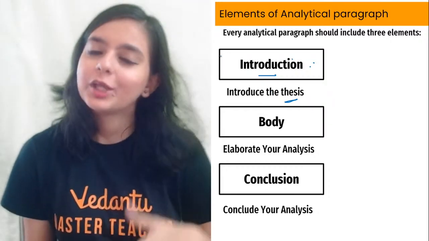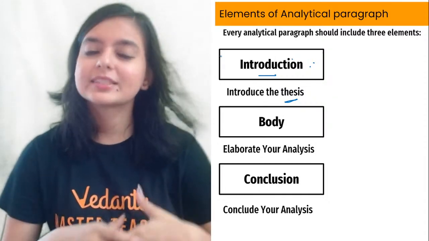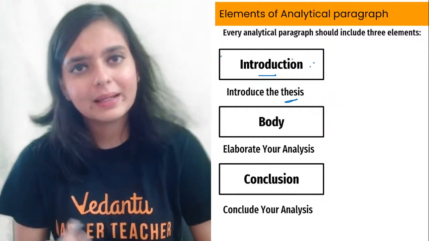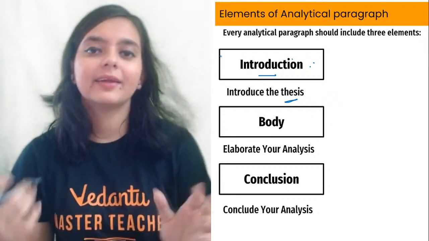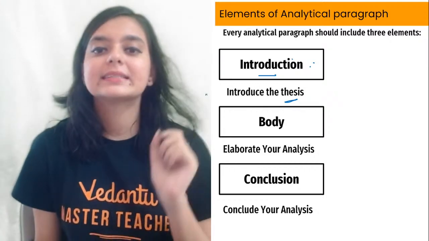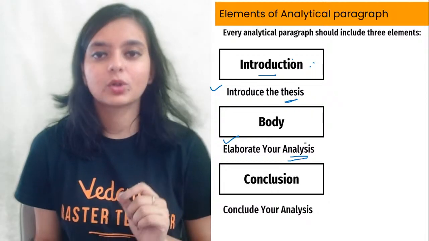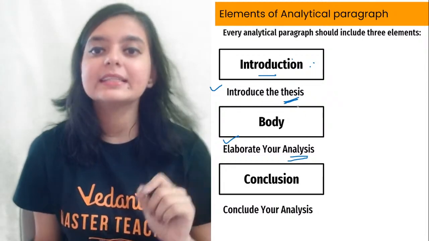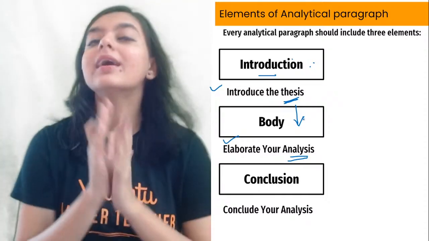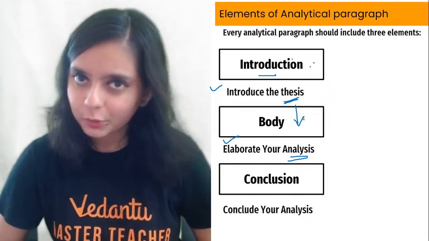Now in the body, in every writing skill, the body needs elaboration, right? So the body is the longest part in any writing skill section, maybe a formal letter or essay writing or anything. Similarly, in an analytical paragraph as well, the body is the portion where you need to elaborate your analysis. The thesis statement you have written, you need to elaborate on that in the body, based on the graph, based on the data that has been supplied to you.